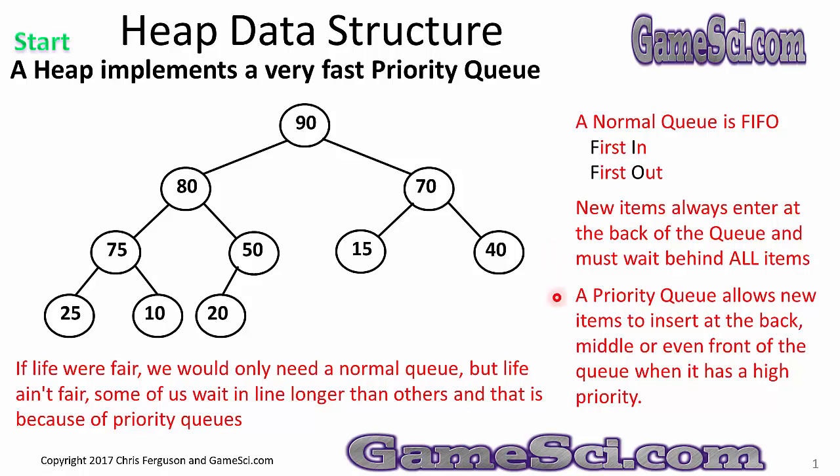A priority queue allows new items to insert at the back, middle, or even front of the queue when it has a high priority. If life were fair, we would only need a normal queue. But life ain't fair. Some of us wait in line longer than others, and that is because of priority queues.